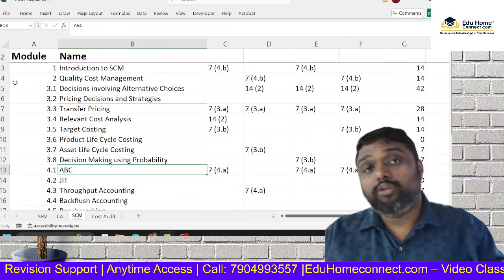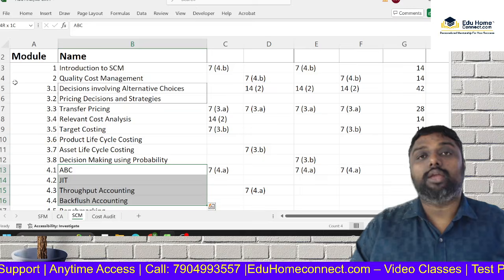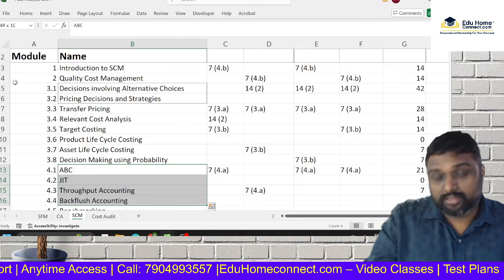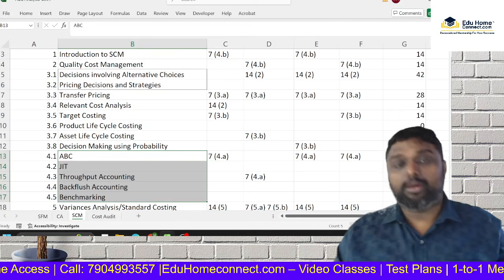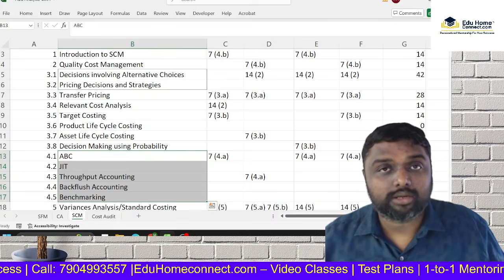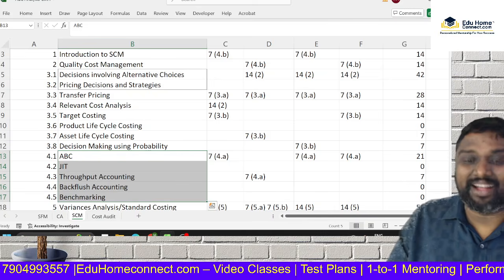See, in your module, A, B, C, GT, these all are coming in one chapter. That is A, B, C, GT, throughput, backflush. Even you can take benchmarking also. All are coming under one chapter. So we have learned that we will score for A, B, C, pakka.